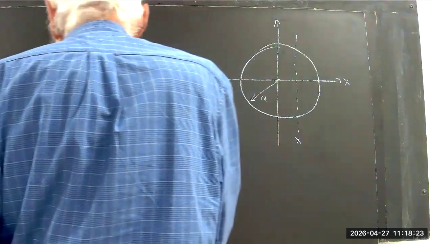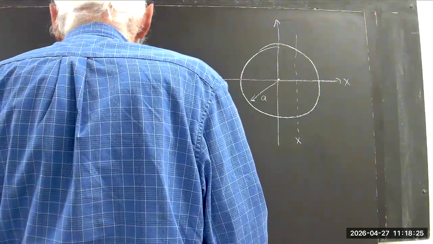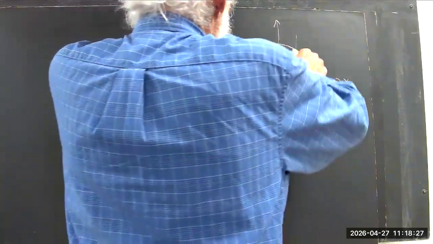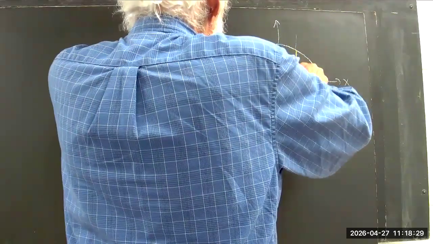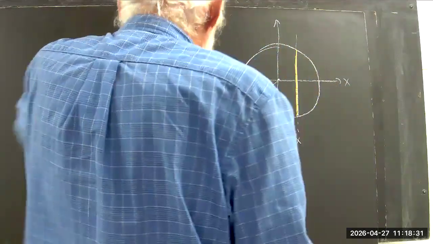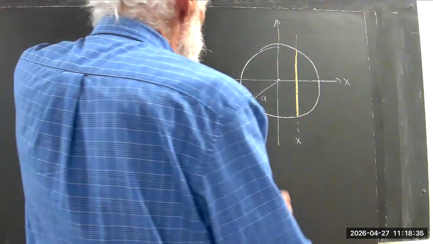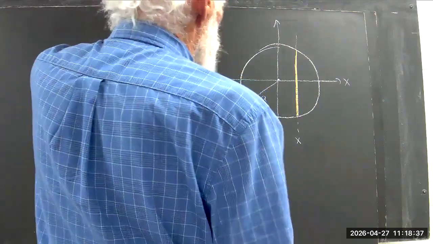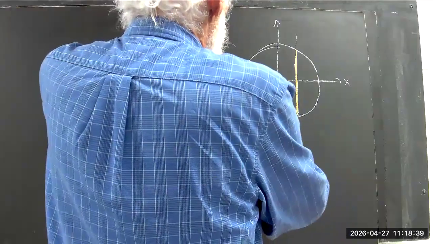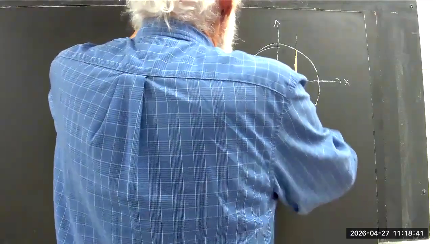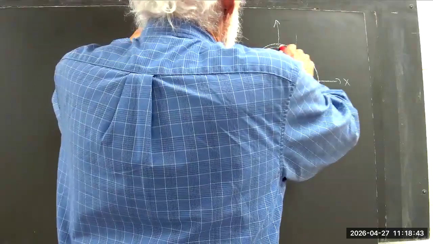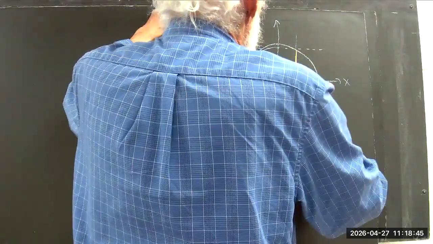The part of the vertical line that's inside the circle is here. Okay, so my question is, what's the y coordinate here? And what's the y coordinate here?